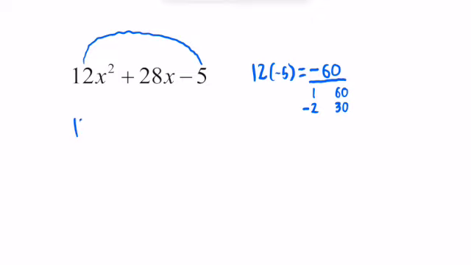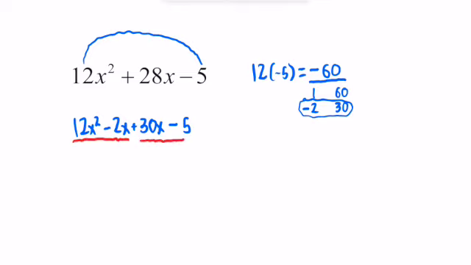So we leave the 12x squared alone. We replace the plus 28x using those two coefficients that we've just found. And that gives us minus 2x plus 30x. And then we have a minus 5 at the end. Now we'll factor by grouping. We'll group 12x squared minus 2x together, 30x minus 5 together.